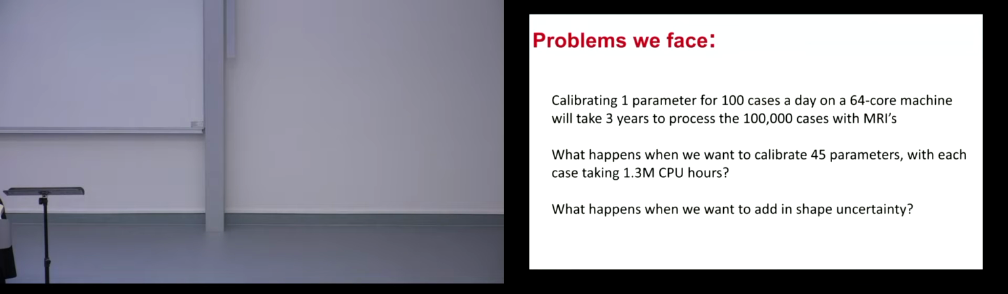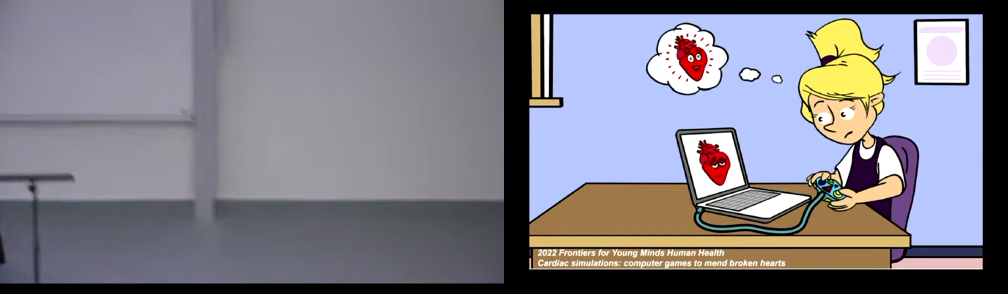And if we say it's going to take 3 years to do the 100,000 cases, if they ever recruit all of them, and we have 1.3 million CPU hours for 45 parameters, how do we scale that type of idea to large numbers of patients? And what happens if we want to add shape uncertainty into this and other uncertainties? Everyone says, throw all of your uncertainties in, and Bayes statistics will deal with it. And our experience is that that's not always the case. So I think there are lots of challenges there.